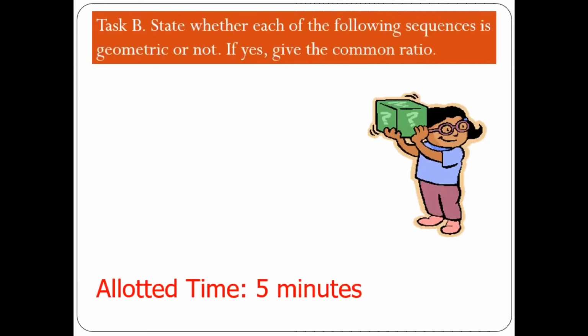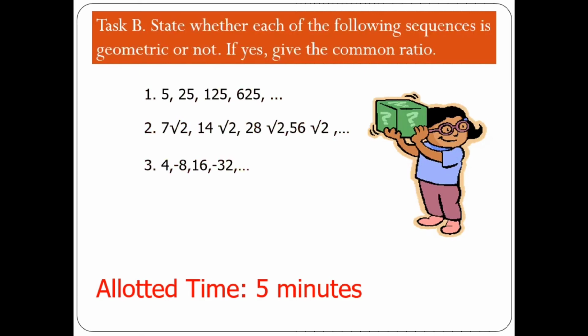Another task is to state whether each of the following sequences is geometric or not. If yes, give the common ratio. Number 1, 5, 25, 125, 625, and so on. Number 2, 7 square root of 2, 14 square root of 2, 28 square root of 2, 56 square root of 2, and so on. Number 3, 4, negative 8, 16, negative 32, and so on. Number 4, 11 over 3, 13 over 6, 15 over 9, 18 over 15, and so on. Number 5, 4, 20, 100, 500, and so on. You have 5 minutes to answer this.